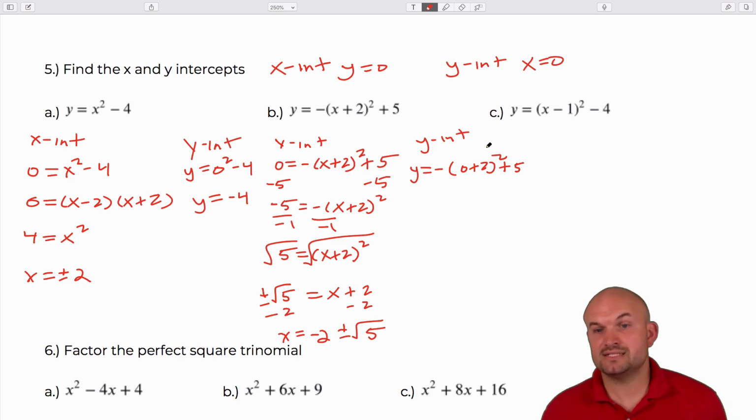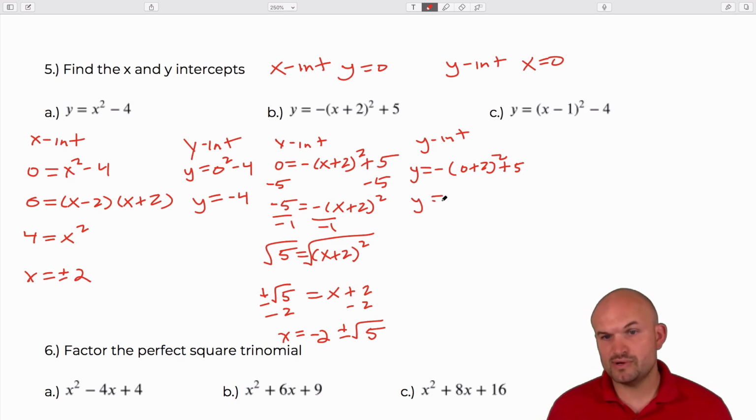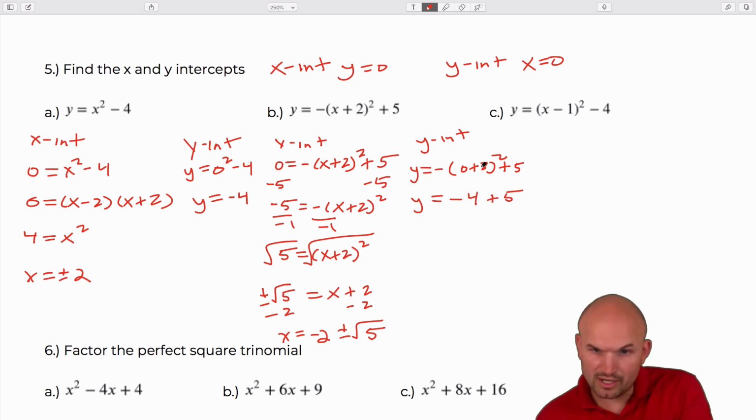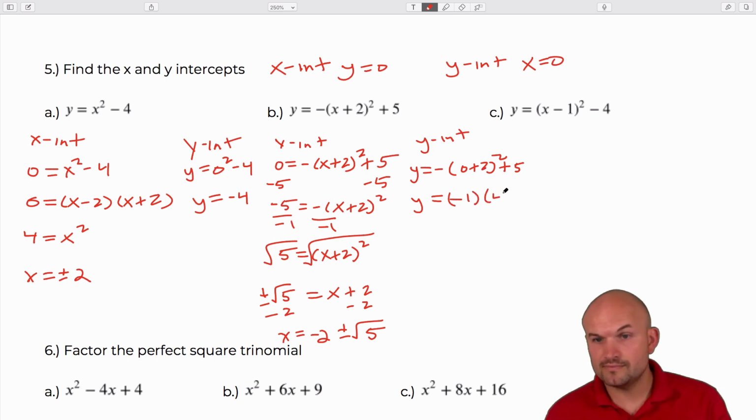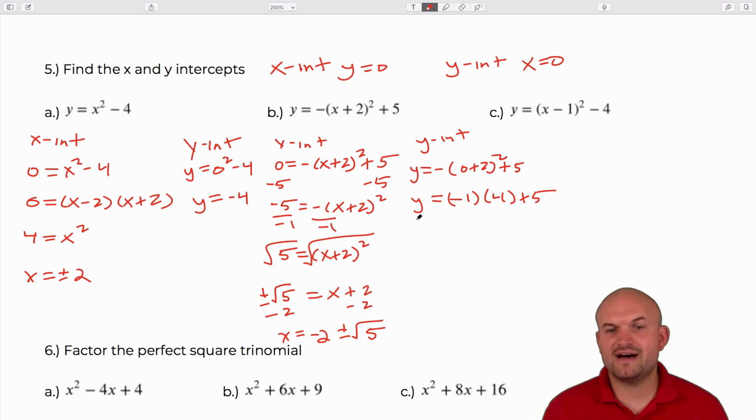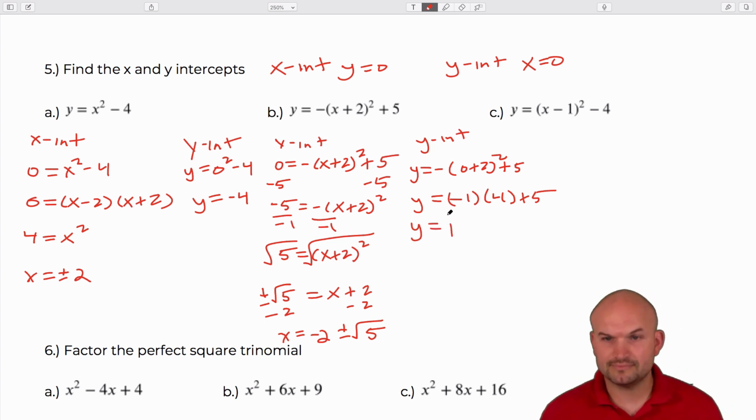2 squared is 4. So we have y equals negative 4 plus 5, because I'm taking that 4 and I'm going to multiply it. Actually, let's just multiply. Technically this negative is really a negative 1, right? This becomes negative 4 and then plus 5. So that becomes negative 4 plus 5, so therefore y is equal to 1.